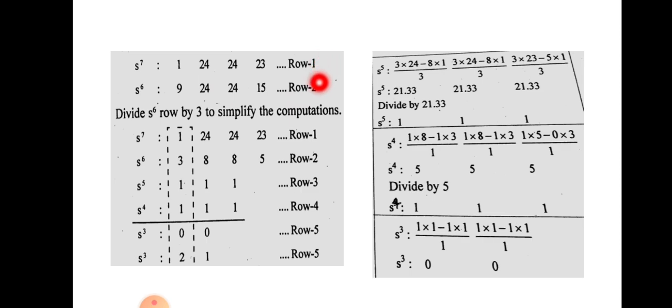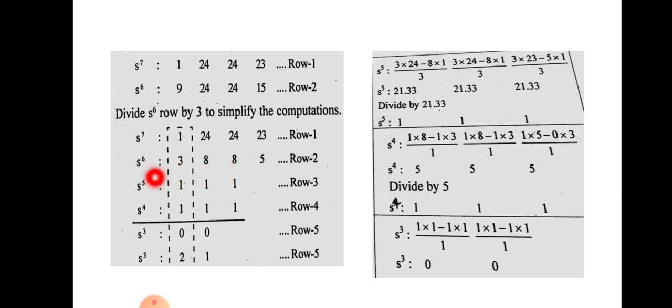So, these two rows, row 1 and row 2, are formed from the characteristic equation. The first row is formed by taking the coefficients of odd powers of s and the second row by taking the coefficients of even powers of s. Next we will find the row for s raised to 5. Before that, to reduce the complications, we can reduce each row by dividing it by a single number. Here 9, 24, 24, 15 can all be divided by 3. So s raised to 6 will become 3, 8, 8 and 5, obtained from row 2 by dividing it by 3. So the Routh array will have s raised to 7, and the s raised to 6 row will be replaced by 3, 8, 8, 5.